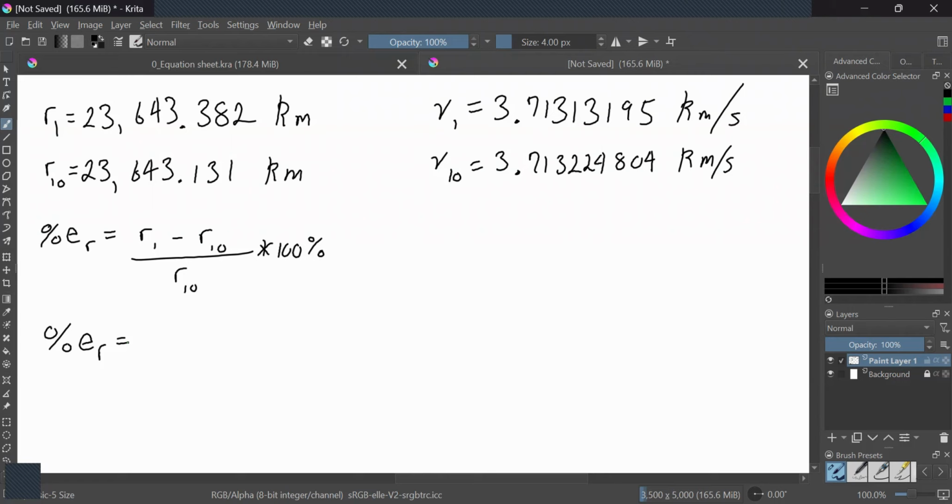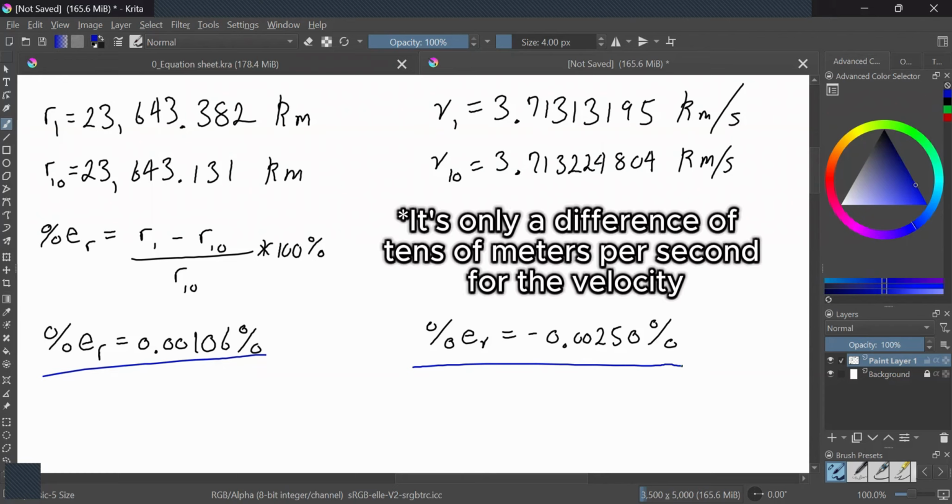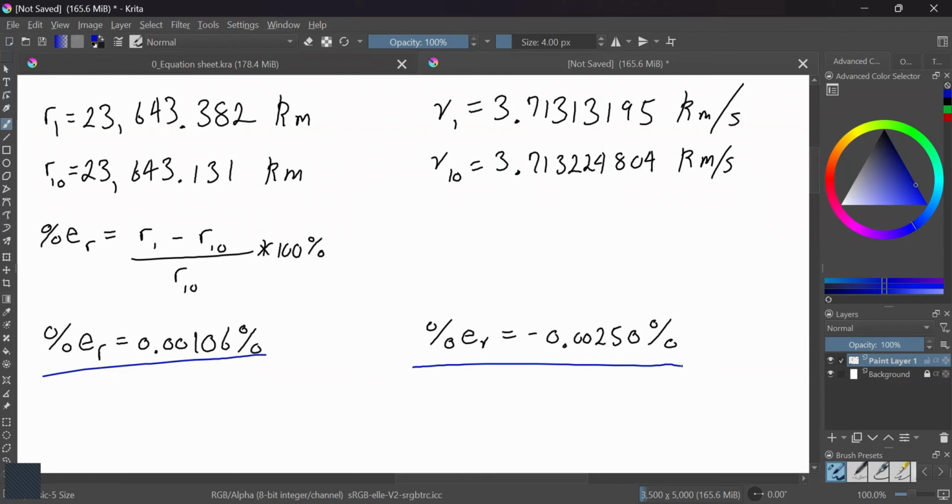So that error is 0.00106%. And the percent error for the velocity is minus 0.00250%, which is actually not that bad. That's really not that bad. Granted, it is still a difference of hundreds of meters, but we're not trying to navigate to it. We're trying to estimate an orbit for it.